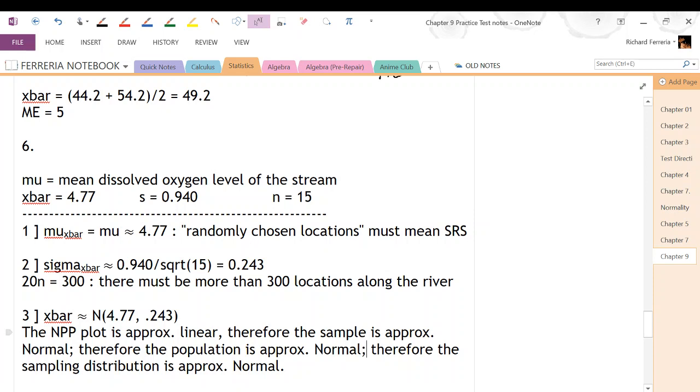Yeah, I think if you just draw an arrow, you're fine. And actually, if you just wanted to, you can shortcut this and say the normal probability plot is approximately normal, therefore the sampling distribution is approximately normal. That's perfectly fine. But if you want to make your AP reader cry, it's so beautiful.